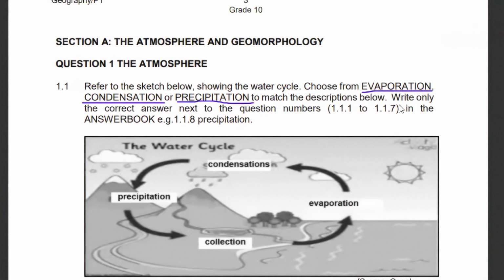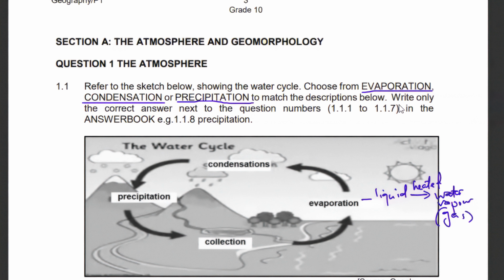When you're looking at evaporation, we are saying liquid water is heated. There is addition of heat, and then it becomes water vapor, which is a gas. So this is the process of evaporation. Liquid water is heated, there is addition of heat to liquid water, and it turns into water vapor or into a gas.